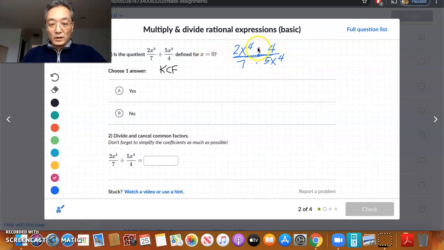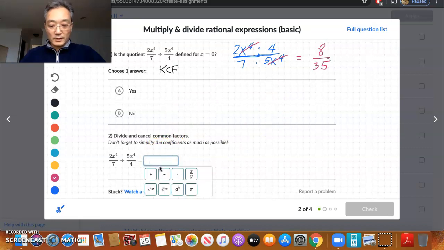Well, looks like the x to the fourth on the top is going to cancel with x to the fourth on the bottom, right? And I think that's about it. So let's write our final answer. We have 2 times 4 is 8, and then we have 7 times 5 is 35, correct? So this just works out to 8 over 35.